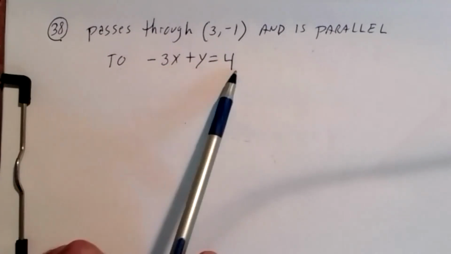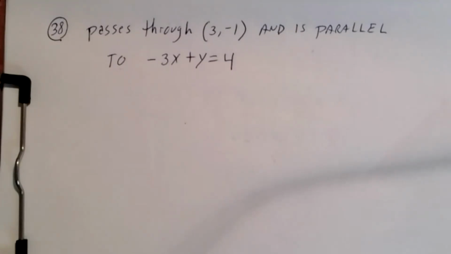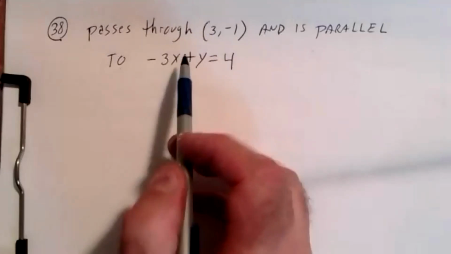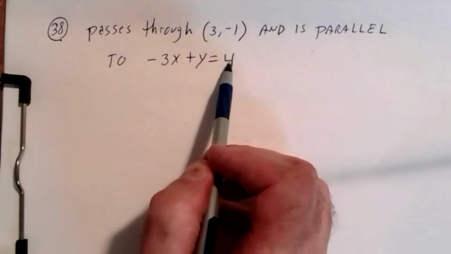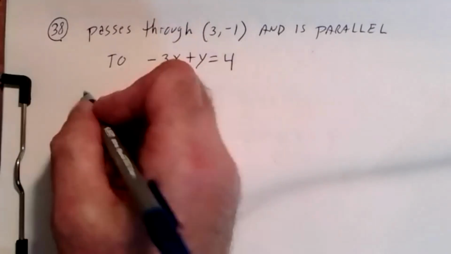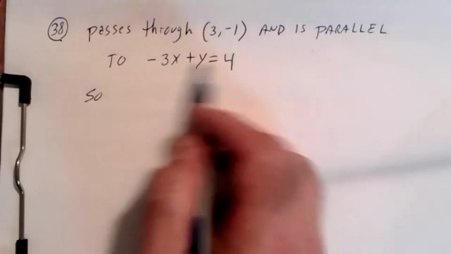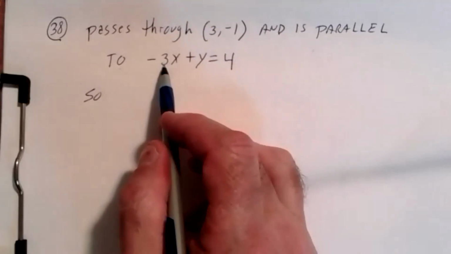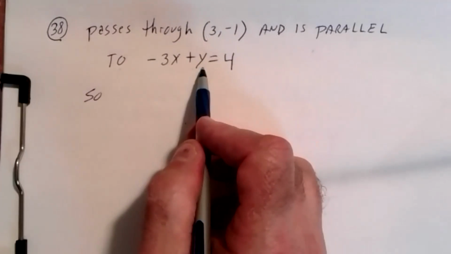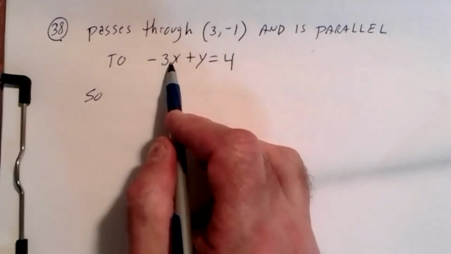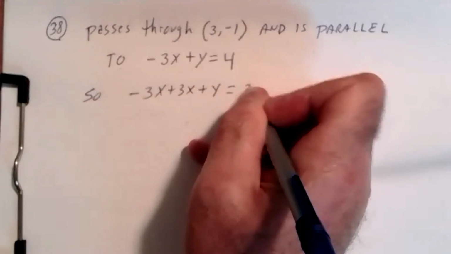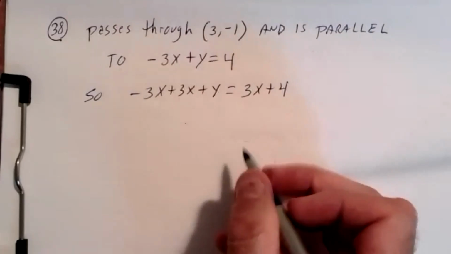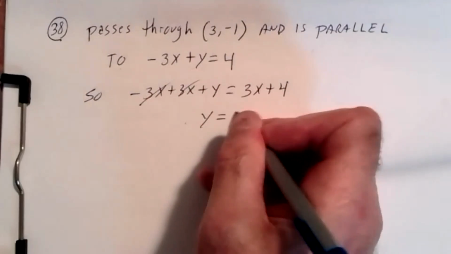What's the first thing we need to find? The slope. And since our line is to be parallel to this line, the slope of our line must be the same as the slope of this line. So let's solve this equation for y to put it in slope-intercept form. Presently, this is in standard form. To do that, we add 3x to both sides. The 3x's drop out on the left, leaving you with y equals 3x plus 4.